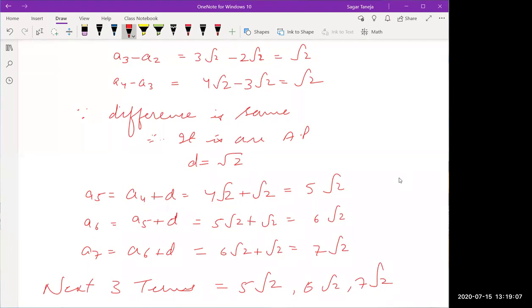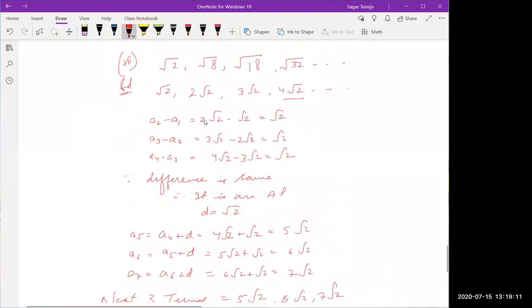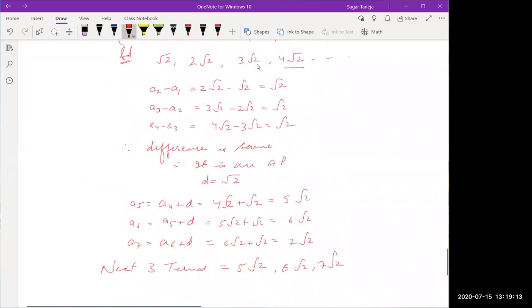Let me tell you, here this is an AP: root 2, 2 root 2, 3 root 2 and 4 root 2 and so on. I want to calculate the 50th term of this. Here it is easy to find: the fourth term will be 4 root 2, the fifth term will be 5 root 2. In this way the 50th term will be 50 root 2. We can say that. But how to find that?